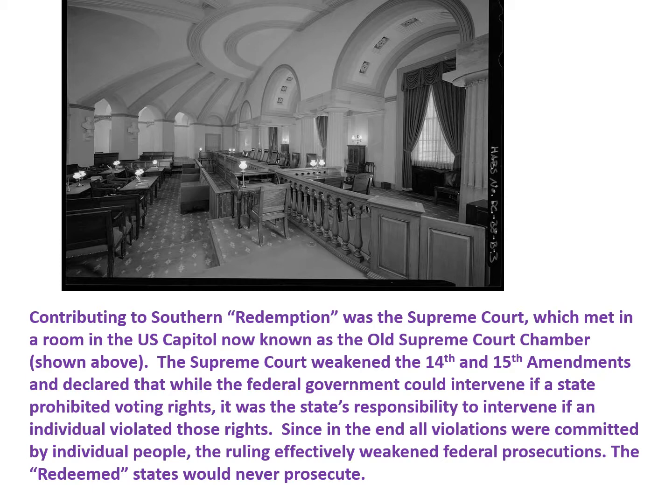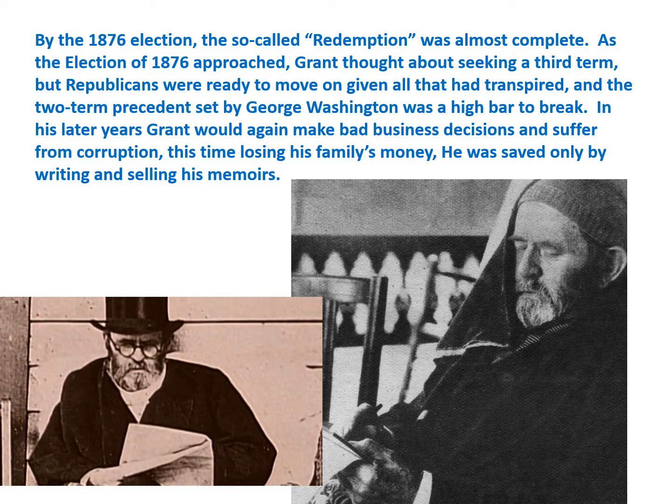Anyway, the Supreme Court weakened the 14th and 15th Amendments and in the process declared that while the federal government can intervene if a state prohibited voting rights, it was the state's responsibility to intervene if an individual violated those rights. Since in the end all violations were committed by individual people, the ruling effectively weakened federal prosecutions. The redeemed states would of course never prosecute. By the 1876 election, the so-called redemption of the South was almost complete.